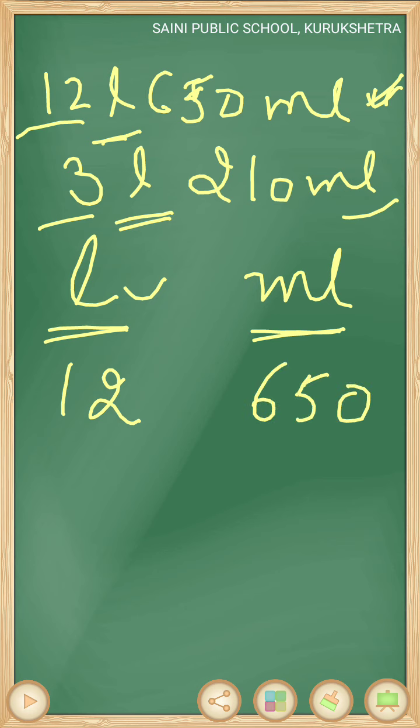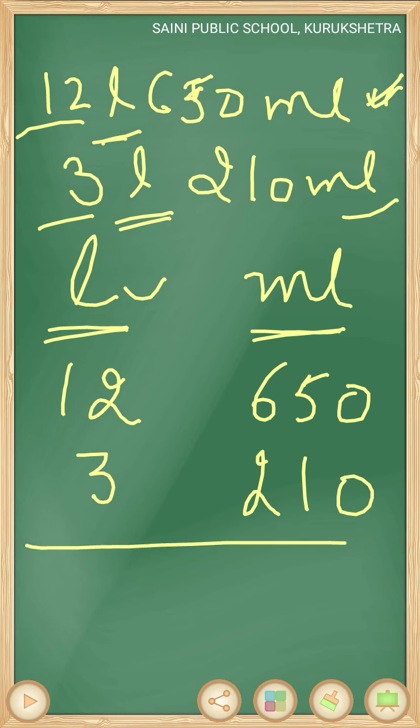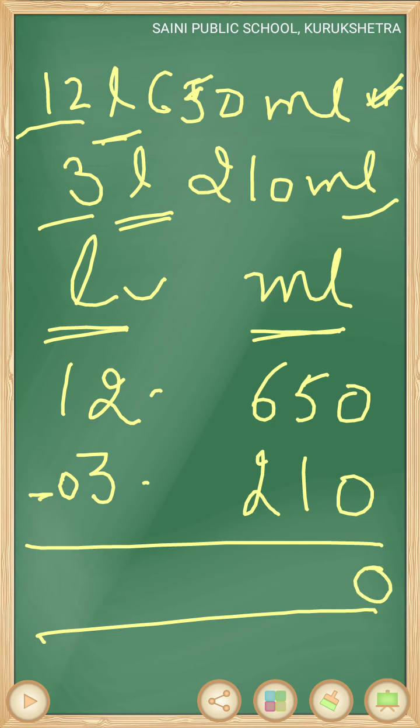So here we will write 650. Now the second number is 3 liter, so here 3 and 210 milliliter, so here 210, put a sign of minus. Now this is 2 digit, this is 1 digit, you can put a 0 here. Okay, now start doing subtraction from the right side. 0 minus 0, 0, 5 minus 1, 4, 6 minus 2, 4. Okay, now the milliliter place is complete.